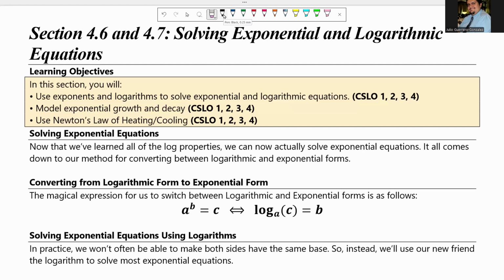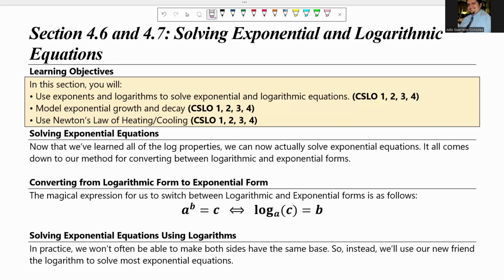The way we're going to do that is we're going to take all the application out of some of the equations and just learn how to solve them. Then we'll stick in some real world applications so that we get a nice exposure to how to actually solve these.